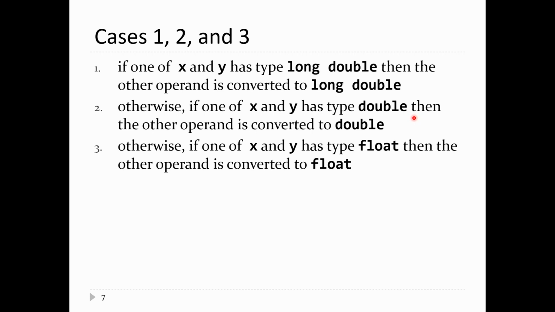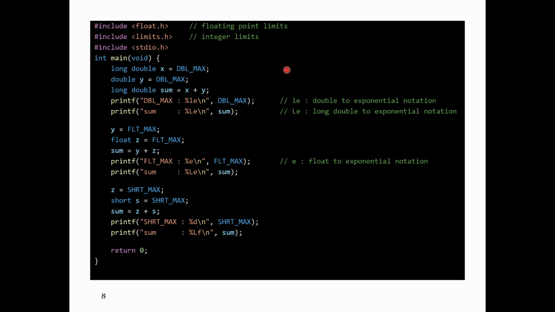Okay, so here's a fairly long and hard to read example. I think I told you that limits contains all of the numeric limits. That's not true. float is the header file that you need if you want the floating point limits. So limits just includes the integer limits. float includes the limits for float, double, and long double.